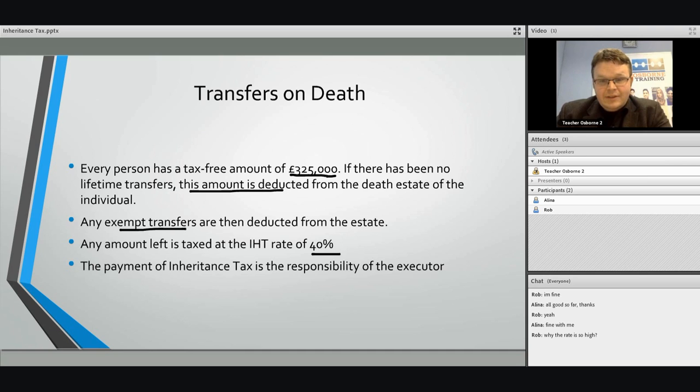So Rob's got a question here: why is the rate so high? Good question, Rob. The rate is so high because this is basically a way that the government is trying to claw back some money from the estates. Because if the IHT was very low, people would just be holding on to assets and holding on to their funds, and money wouldn't be coming into the government. So IHT has always been historically high.